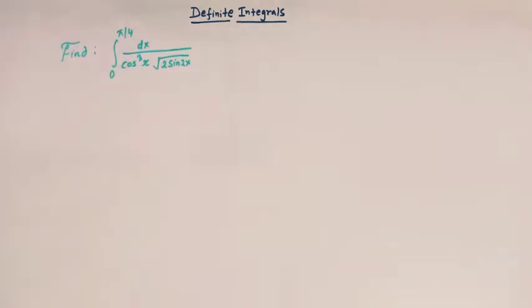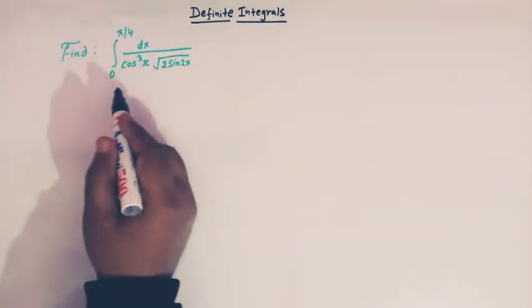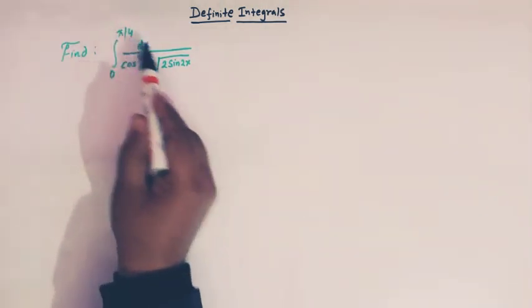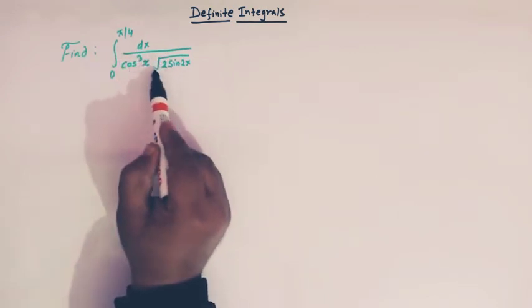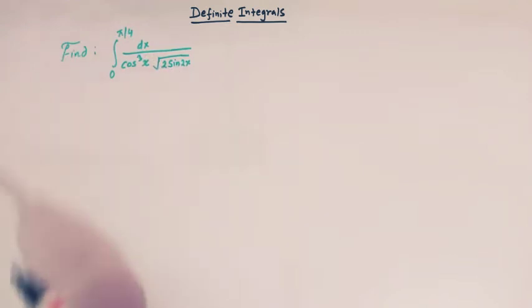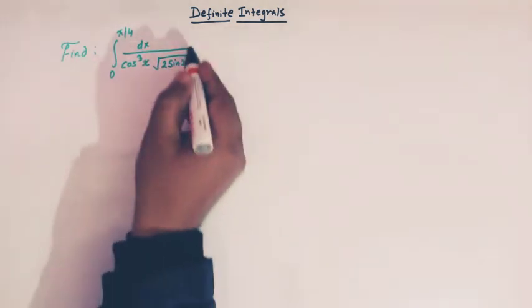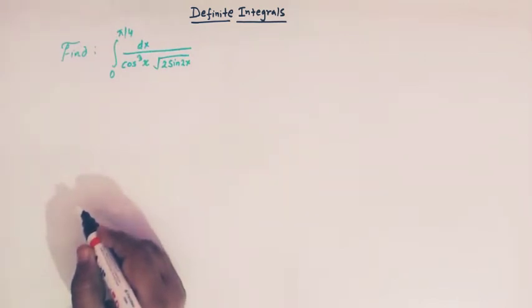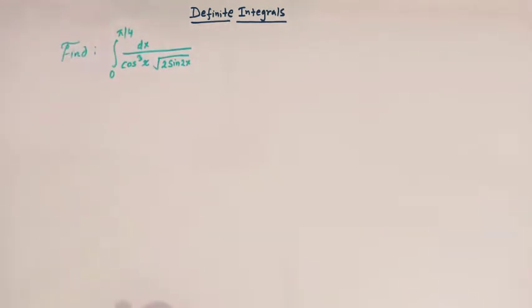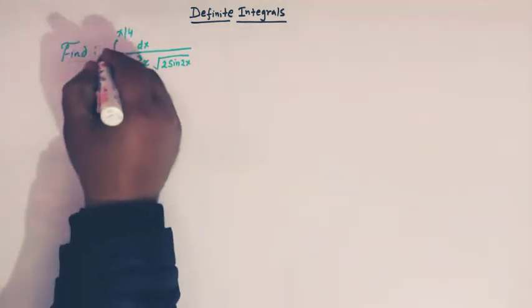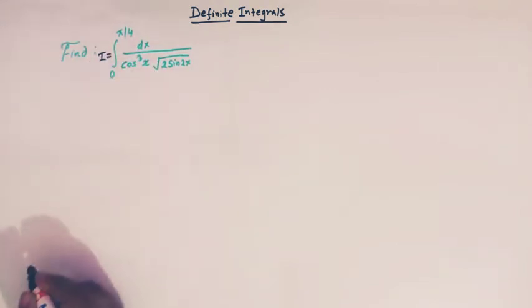Hello viewers, in today's class we are going to discuss yet another important problem from definite integrals. Here we have the integral from 0 to pi by 4 of dx over cos cube x times square root of 2 sine 2x. Let us solve this definite integral, and here we have to make use of some important results from trigonometry. Let us call this integral I.